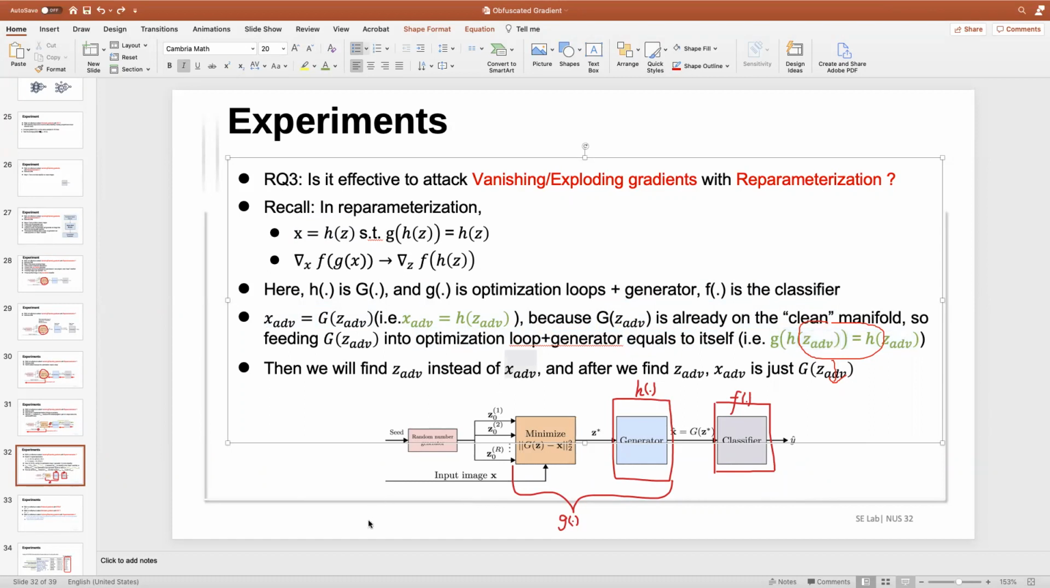Any question here? I think it's somehow clear. Then we only need to find Z adversarial instead of X adversarial. And after we find Z adversarial, because we know there's a relationship between X and Z, we just let X adversarial equal J of Z.